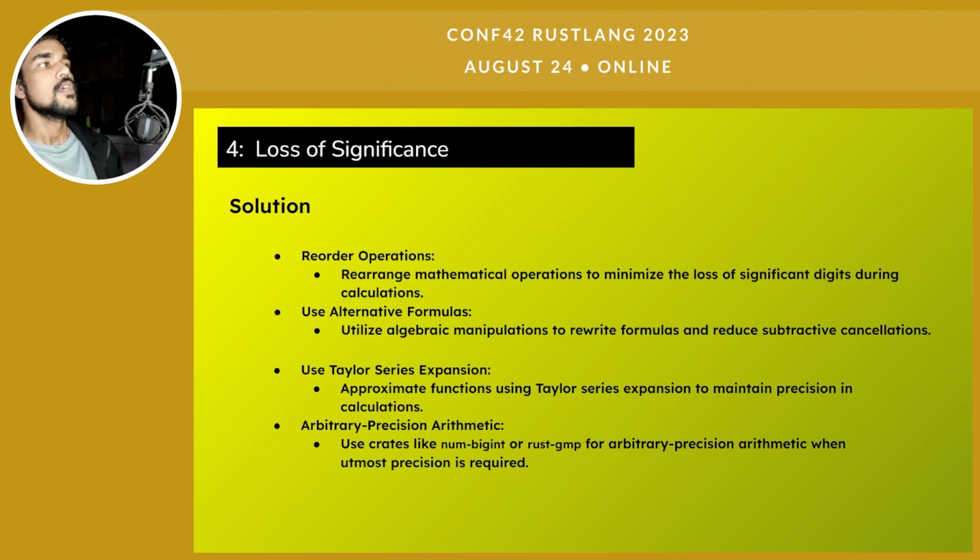So the solutions for mitigating this are, again, quite clever. One is reordering the operations. Let's say if you have a subtraction early in your complex calculations, you can restructure it so that it can be done later on. If it cannot be eliminated, then at least it can be done later. You can also use alternative formulas to rewrite your entire expressions.